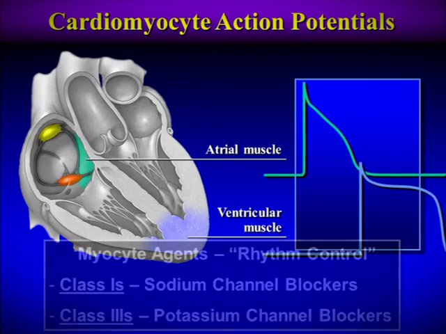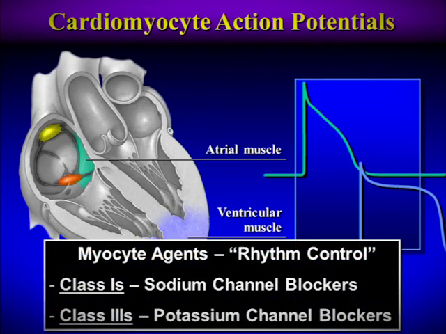From a pharmacologic perspective, for the boards, we need to just remember that we have the rhythm control drugs that are the class 1s, the sodium channel blockers, and we'll show where they exert their effect, and the class 3s, the potassium channel blockers. So let's build the action potential of the working myocyte.